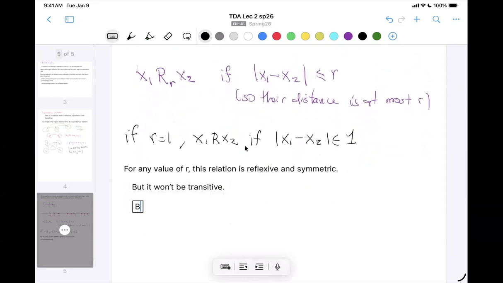But I'll continue this next time because I ran out of time. There's a way to fix this relation. I'll put fix in quotes because there's nothing wrong with it, but to fix this relation and make it transitive.